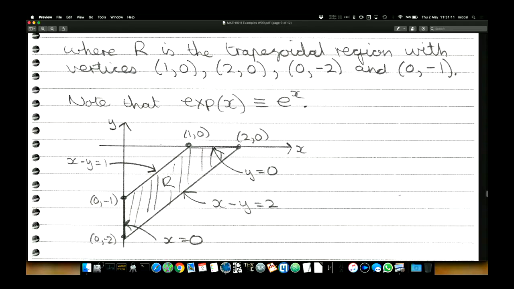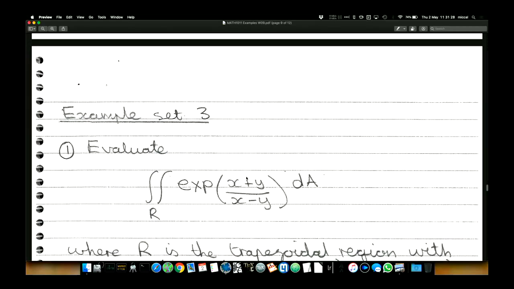Or if I wanted to integrate with respect to x first, same problem. I'd have to split it there. For y from here to here, x goes from here to here. And then y from here to here, x goes the same. No matter how I look at it, two integrals. And you go, that's the first problem. What's the second one?